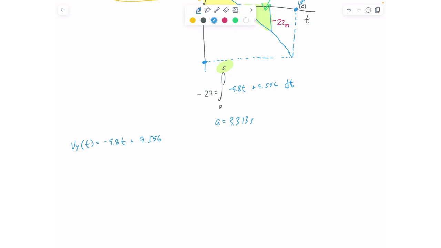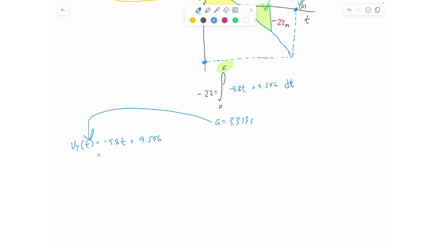9.596. And all I have to do is take this a here and swap it in. So now it's the velocity of y as a function of time, and I'm going to pass in 3.313. So that's negative 9.8 times t, which is 3.313, plus 9.596.